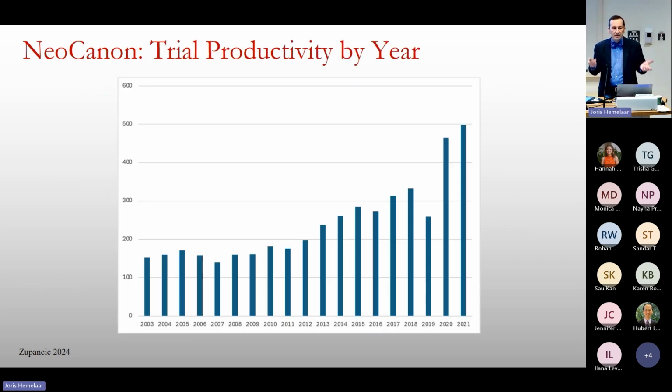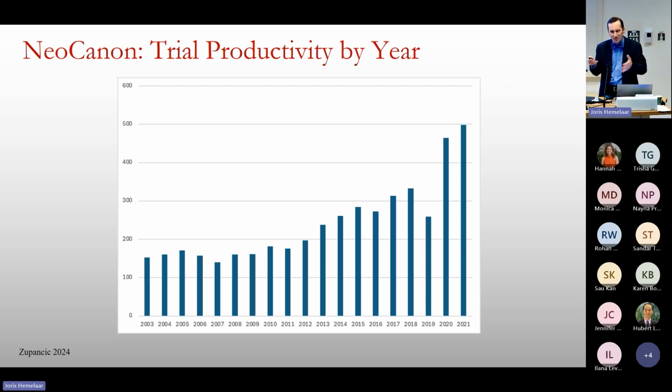Here's the trial productivity by year over this period of time that I said we'd be talking about, in a couple of years extended beyond that. And what we see is that in the early 2000s, we were producing about 150 studies per year. And after being stable for a few years, it's really taken off.